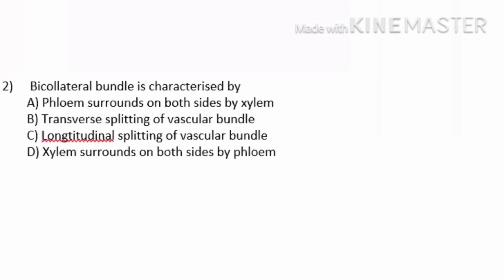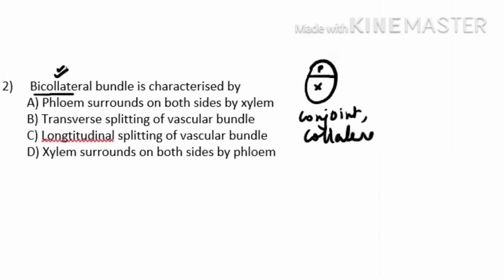Now see the second question. The question is about bicollateral vascular bundles. First of all, try to understand: suppose this is your phloem and this is xylem, and phloem is present only on one side. Then we say conjoint because both are joint, and phloem on only one side, we say collateral. So conjoint collateral means phloem is present only on one side.